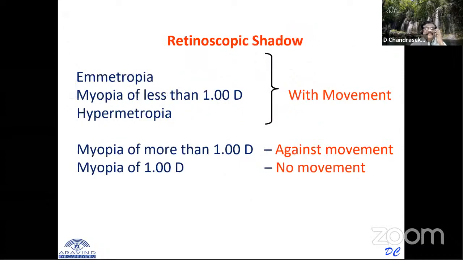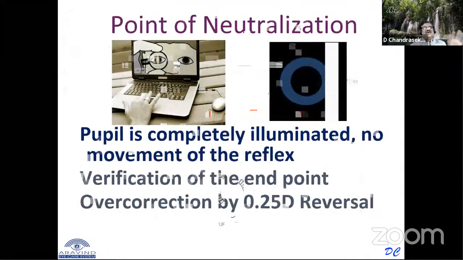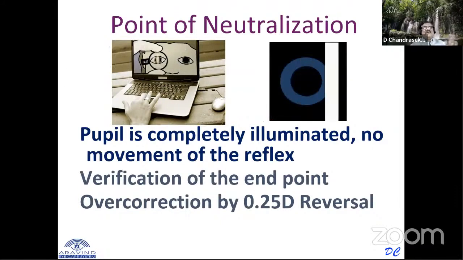So retinoscopy reflexes will be with movement for an emmetrope, or a myope of less than 1 diopter, and hypermetropia. Myopia of more than 1 diopter will be against movement. Myopia of 1 diopter will be no movement. Okay. So it means -1. Plus or minus will become -1. This is the basis.